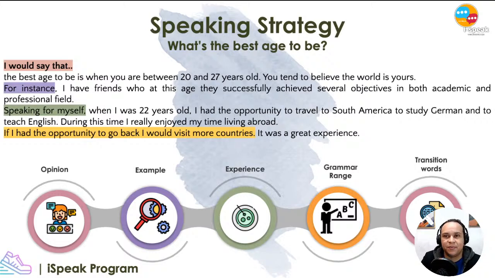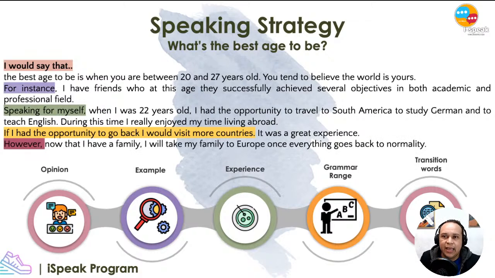It was a great experience, right? That was the grammar range. That was the second conditional. This is my situation, right? And right now, what I'm just thinking, I just imagine how would it be if I could go back and visit more countries. And last but not least, transition words, right? However, now that I have a family, I will take my family to Europe once everything goes back to normality.